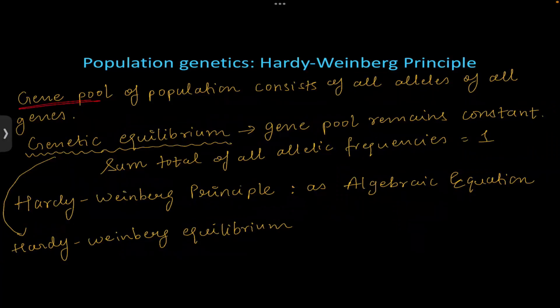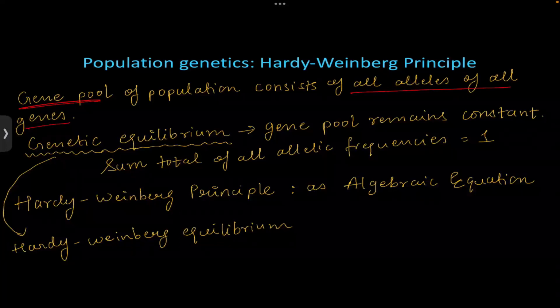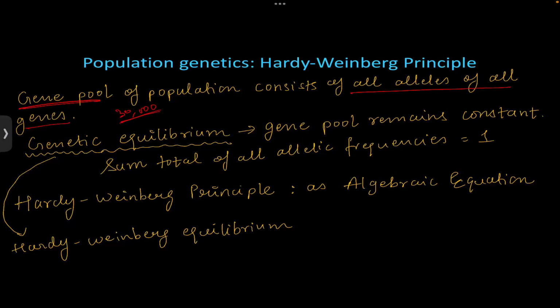Now, another term important for you to understand is gene pool. What do we mean by gene pool? The gene pool refers to all the alleles of all the genes. In humans, as you have studied in the Human Genome Project, there are around 30,000 genes. All these genes may have alleles. So if, say, there are 40,000 alleles, this number is not exact, just a hypothetical number, but what I'm trying to say is that the gene pool of the human population will consist of 40,000 alleles. That is the definition of gene pool.